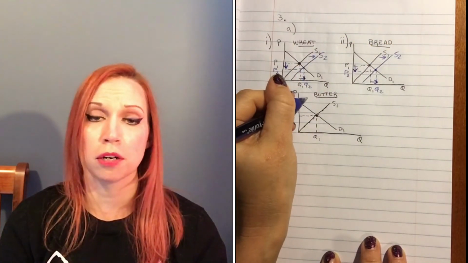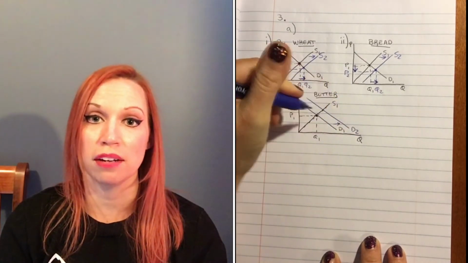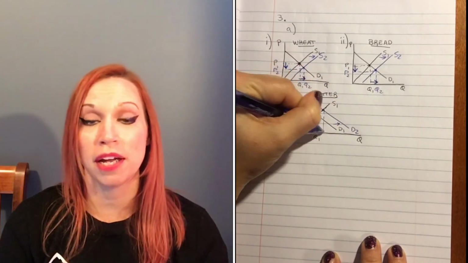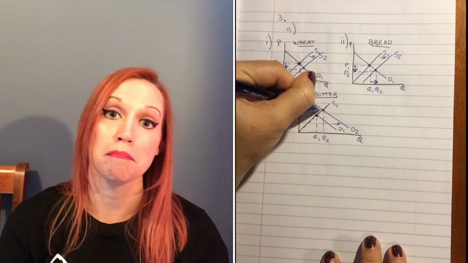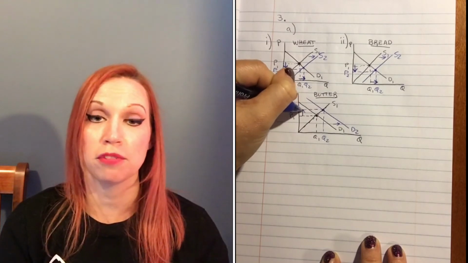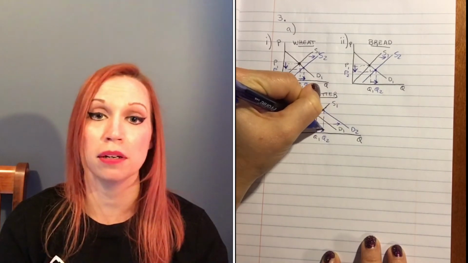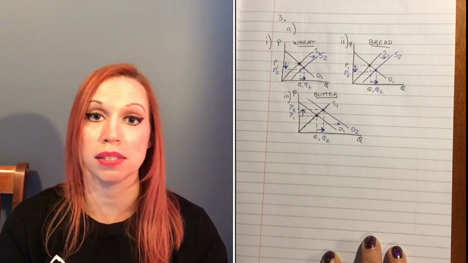Well, if bread and butter are bought and used together, and bread just got cheaper in our last graph, then people are going to buy more bread and therefore they're going to buy more butter. So the demand for butter is going to shift to the right. When the demand for butter shifts to the right, this is going to increase equilibrium price of butter and increase the equilibrium quantity of butter.